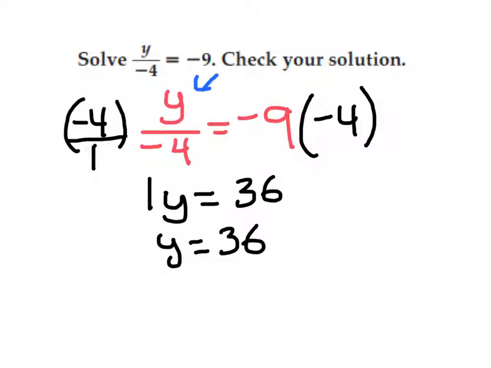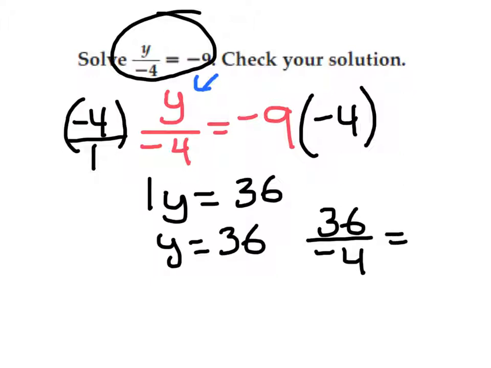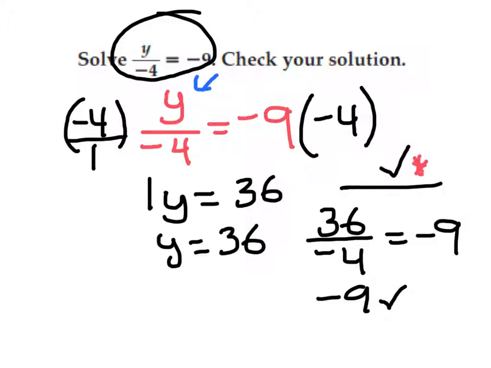It doesn't matter. Now we're back to a plug and chug situation where I'm going to go back to the original equation right here, and I'm going to plug in 36 wherever there's a y. So 36 divided by negative 4 is equal to negative 9. 36 divided by negative 4, my calculator says negative 9. It checks. And I usually put this little symbol right here to show whoever's correcting my work that this is the check your solution portion of my solution. And here is my answer.